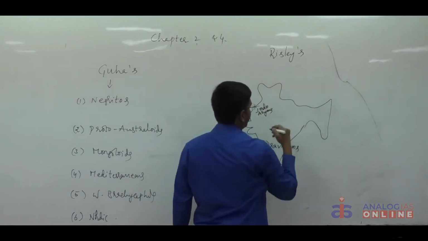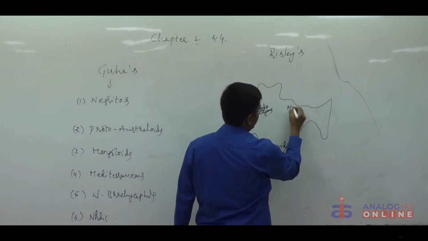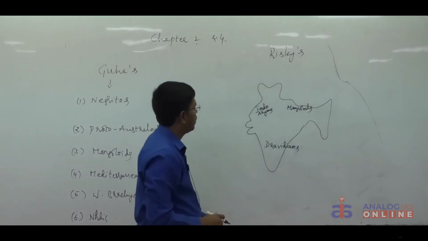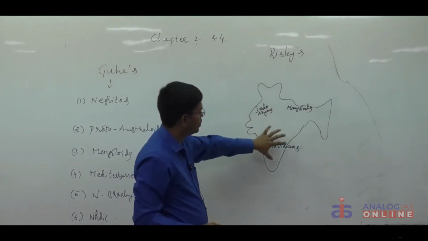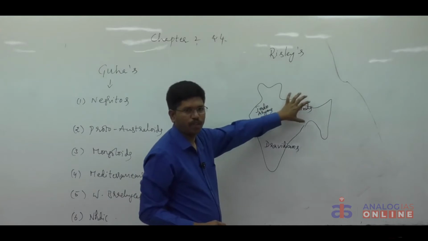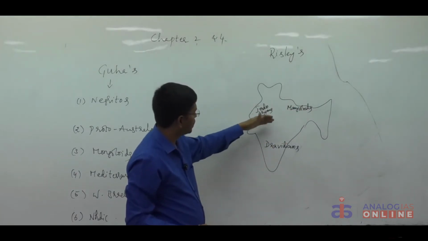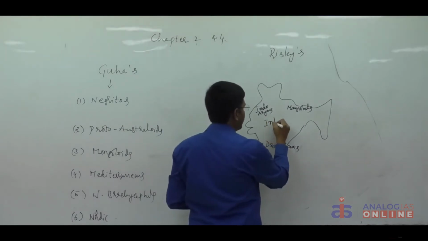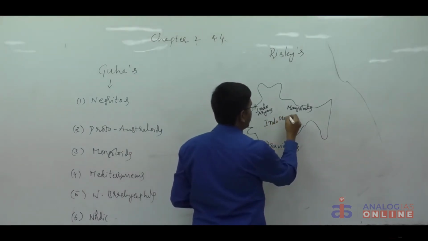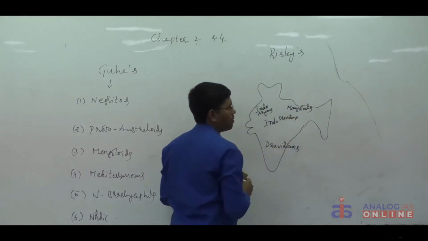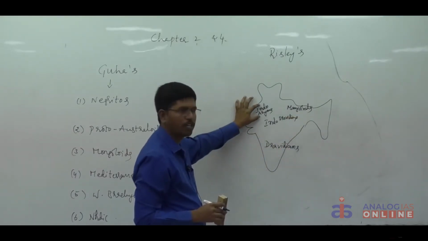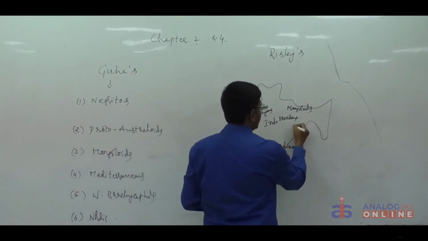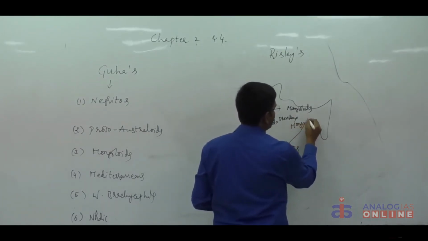Then Mongoloids came from the Mongoloid region. That's why they were here. In this region Indo-Aryans, in this region Dravidians, in this Mongoloids. In due course of time there was interaction between these people. Because of the mating between the Indo-Aryans and Dravidians, a new group came into existence, Indo-Dravidians. Similarly, Mongolo-Dravidians.